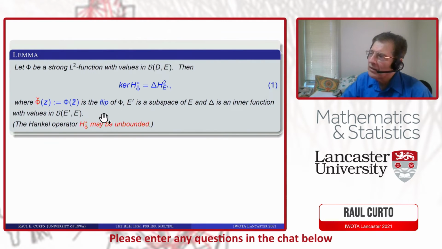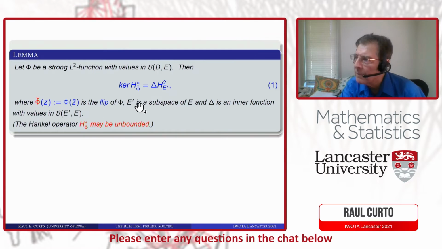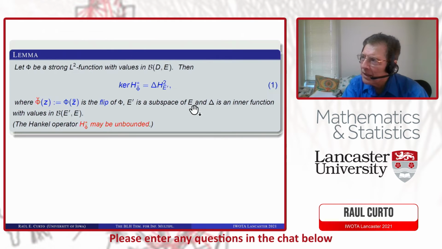If you are inside the unit disk, you will be outside, and then you will remain inside the unit disk and things like that. But in the opposite hyperplane, E prime is a subspace of E, and delta is an inner function. Okay, so keep in mind that E prime may not necessarily be E; it could be a subspace of E. Now, this Hankel operator may be unbounded, but that's okay. We're going to deal with that.